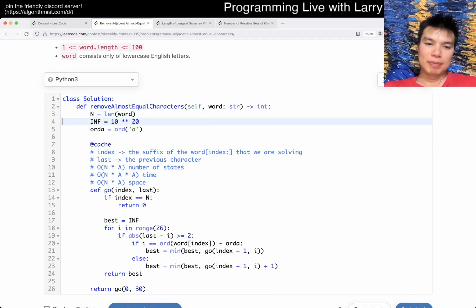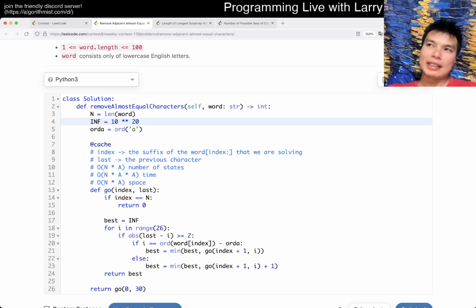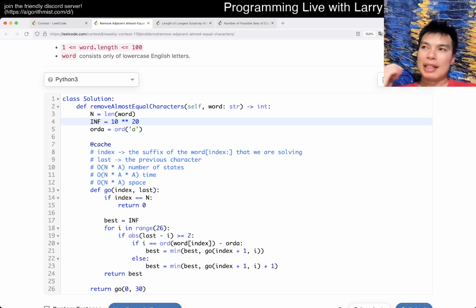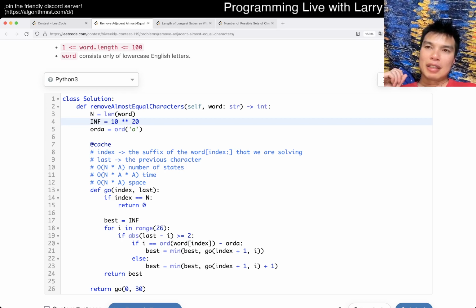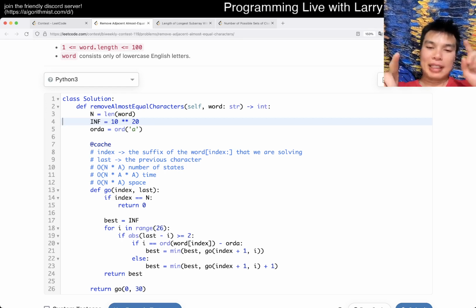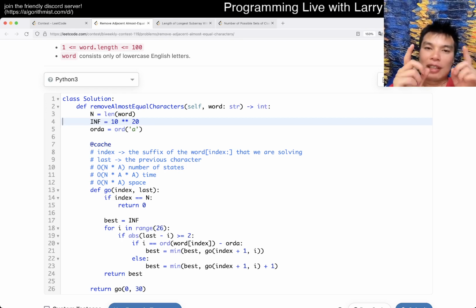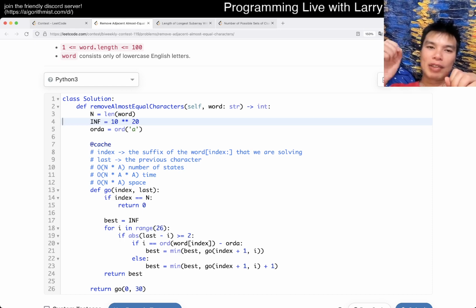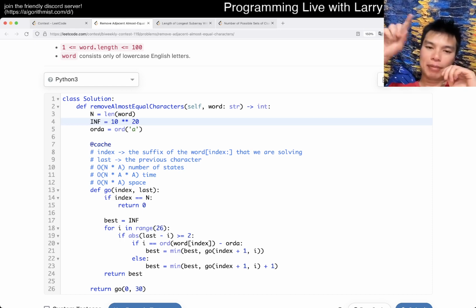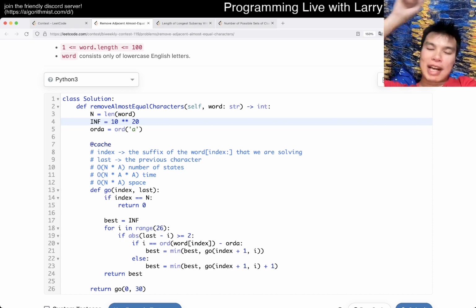So here, the greedy idea, now that I think about it a little bit, is that if two characters next to each other are almost equal, then you have to change one of them. If you're going from left to right, you're always going to change the one to the right to a character that is not adjacent to the one to the left and to the right.